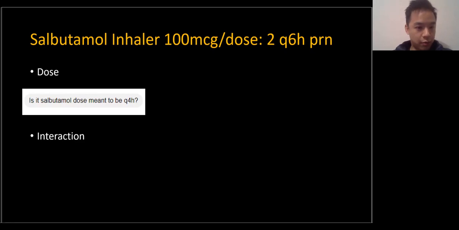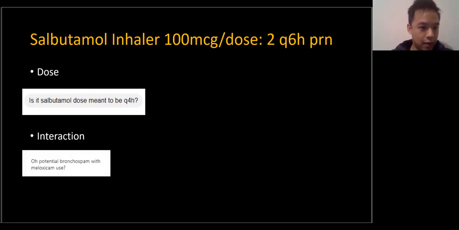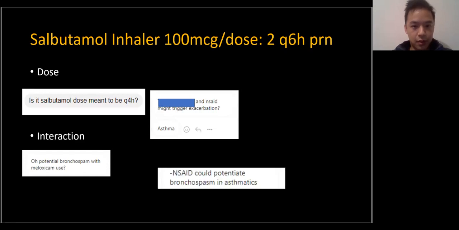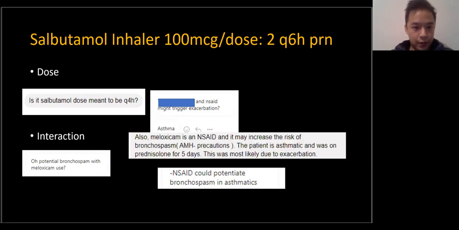And if you can, you most likely would have got bronchospasms with the meloxicam use, as one student said. NSAID-triggered exacerbation of asthma. Another student, NSAID making the asthma worse. This one's a good one. They've quoted the AMH under the precautions bit, so it could potentially make it worse.